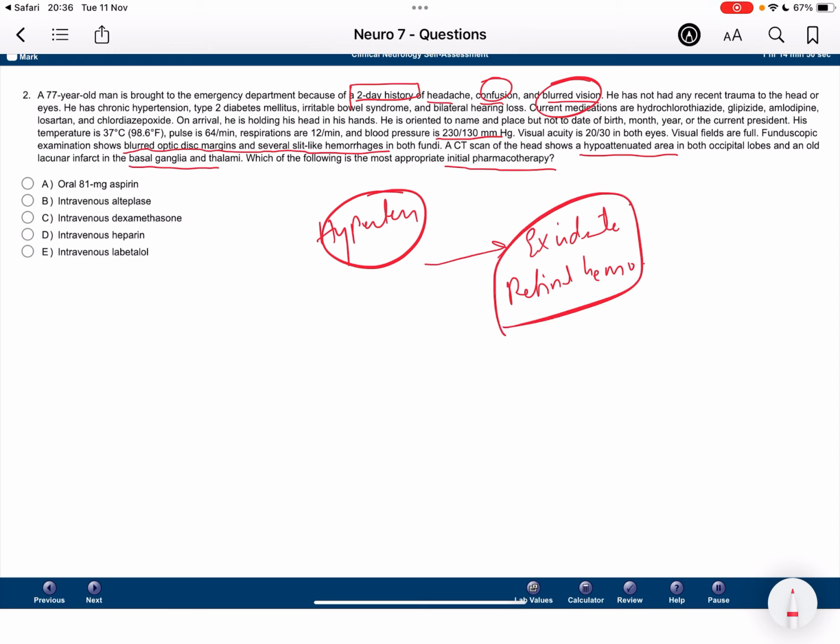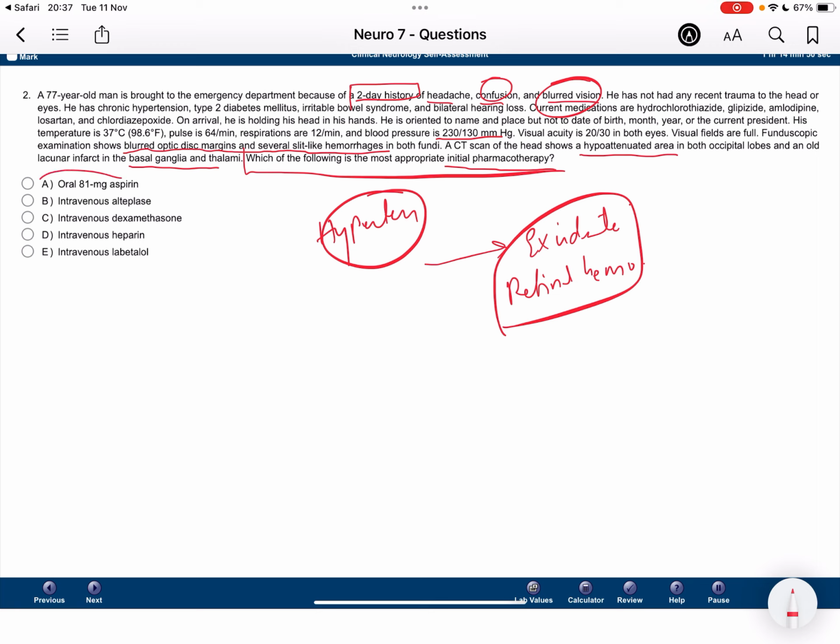So what is the treatment for the patient who has got raised blood pressure and signs of end organ damage? It is usually the control of hypertension with antihypertensive medications. Now the examiner is interested in which of the following is the most appropriate initial pharmacotherapy. It is the antihypertensive medication. So I will have to search for antihypertensive medications in the options.